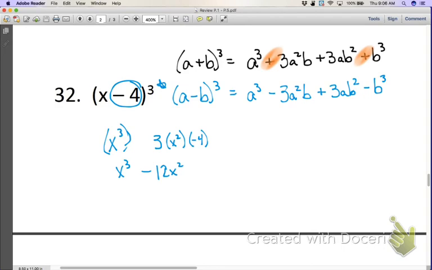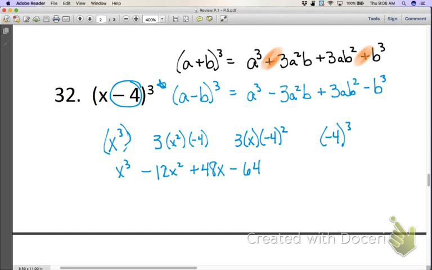Do the same thing, but it's going to be 3 times x times negative 4 squared. So negative 4 squared is 16. 16 times 3 is 48. So it's going to be plus 48x, and then minus 4 to the third. So 4 to the third is 64, because I'm doing negative 4 to the third power.